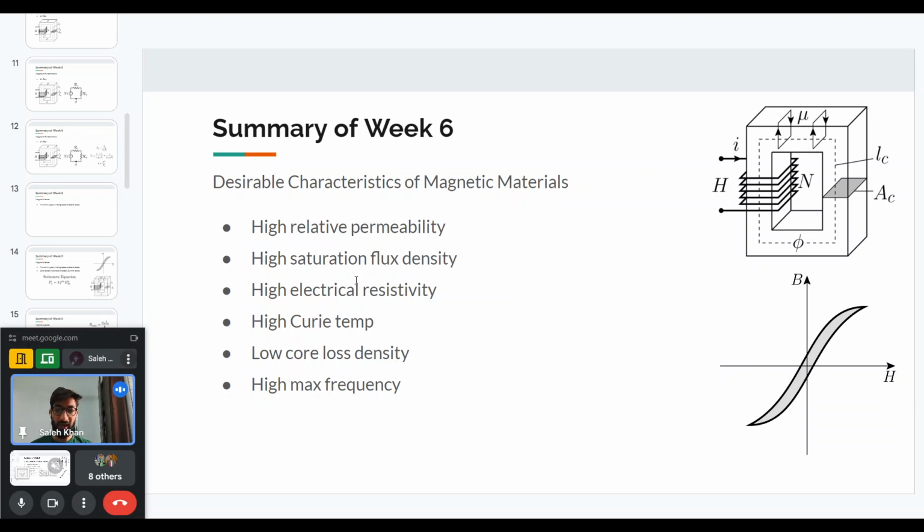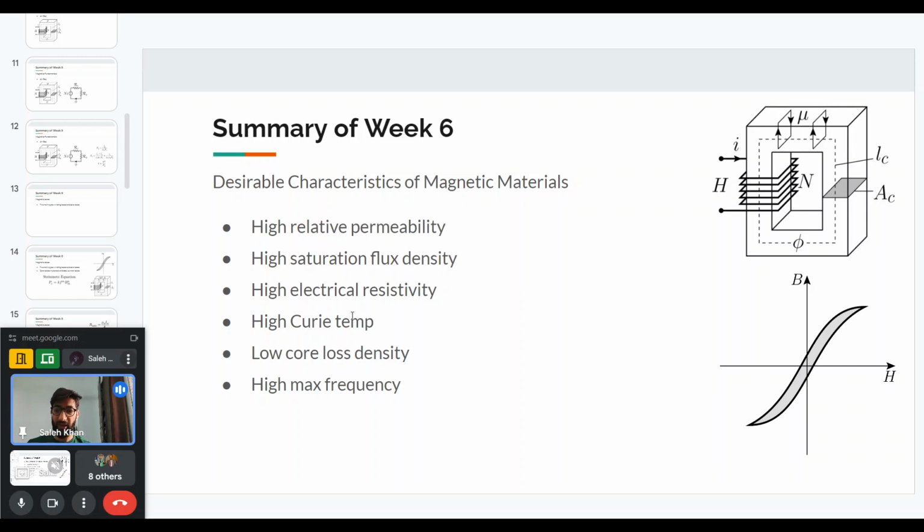It should have high electrical resistivity. This means that the resistivity of the core material, so we are not talking about the wire, but the core material, should be high so that the eddy currents will be limited. Because the electrical resistance of the core is high, the eddy current will be limited and therefore the core losses will be limited.